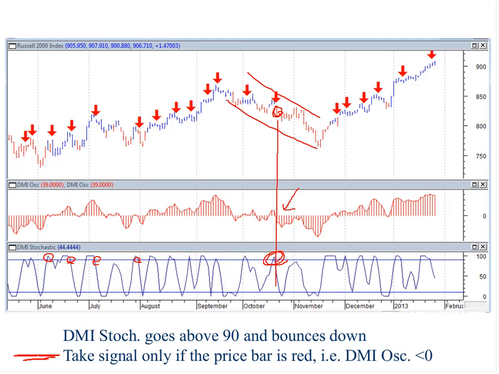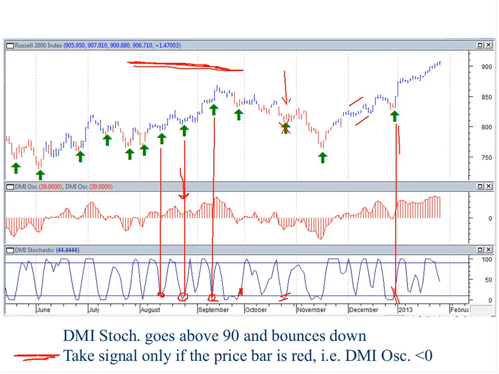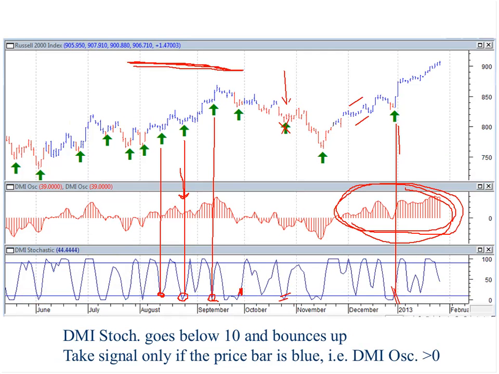So that is the signals off the extreme, and I hope I explained that clearly. Once again, the trend is determined by the oscillator being positive or negative, painting the blue bars or the red bars. Then we want the pullback to happen. So we have this uptrend here, price pulls back, the DMI stochastic pulls back to under 10 and bounces up, and that gives us a good signal right there. See that?